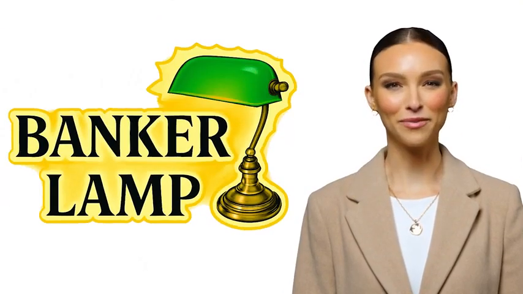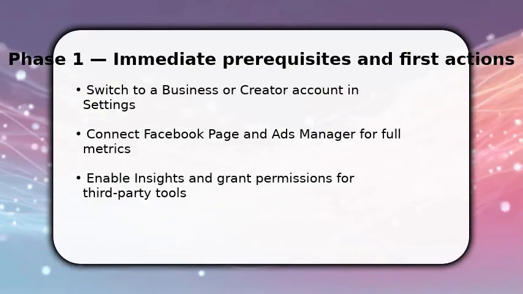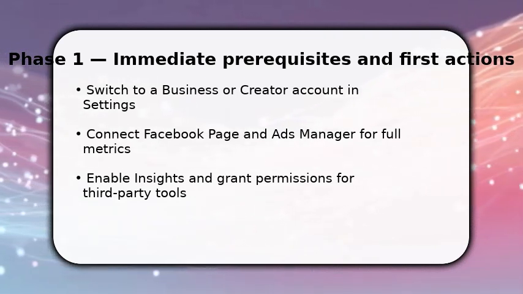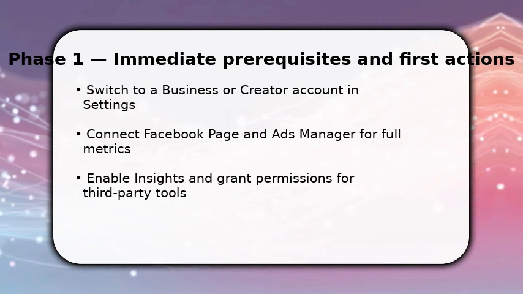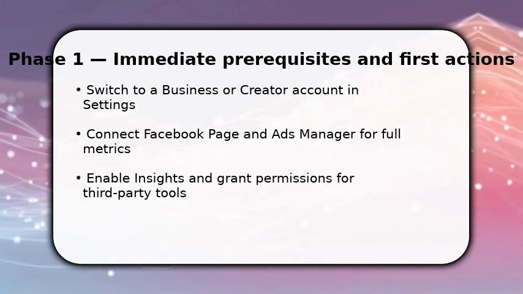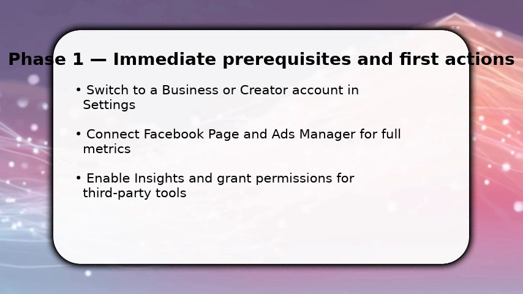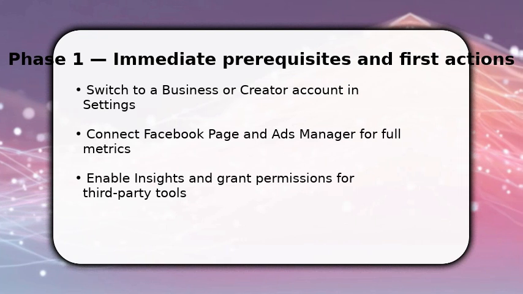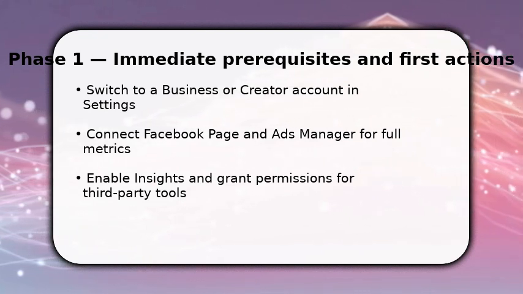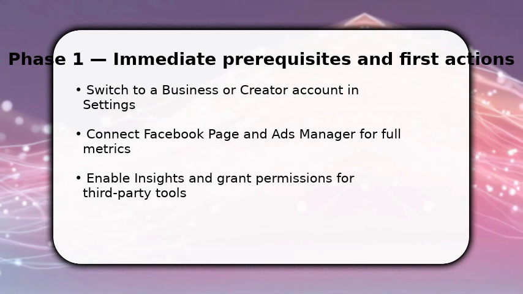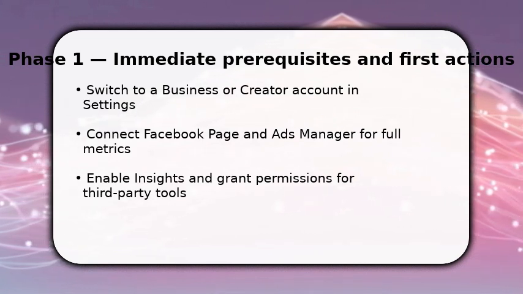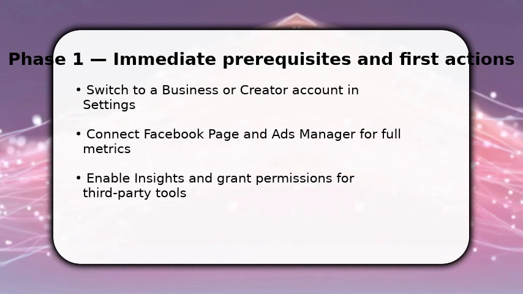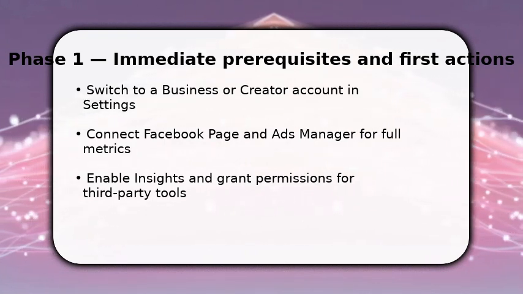Please enjoy the video. You begin by making sure your account is data ready. Switch to a business or creator profile and connect the Facebook page. Once done, link Ads Manager and grant permissions so you capture ad-level metrics. Next, enable native insights and allow access for any third-party analytics tools you plan to use. This first step unlocks reach, impressions, saves, and profile activity, and it sets up tracking for campaigns so you can measure what matters from day one.